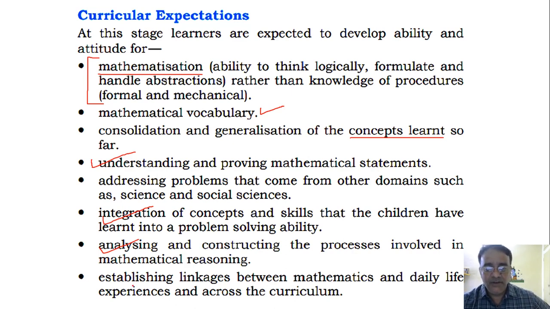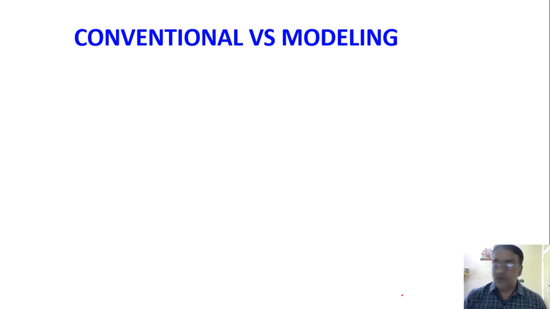And the last one, which again is establishing linkages between mathematics and daily life experiences and across the curriculum, which again is a very important point for doing mathematical modeling. As I already said, an important aspect of modeling is when we connect it with some real life situations. Now we'll move towards the next part, the difference between conventional and mathematical modeling.